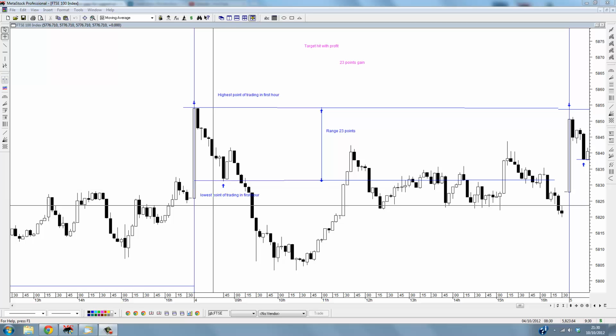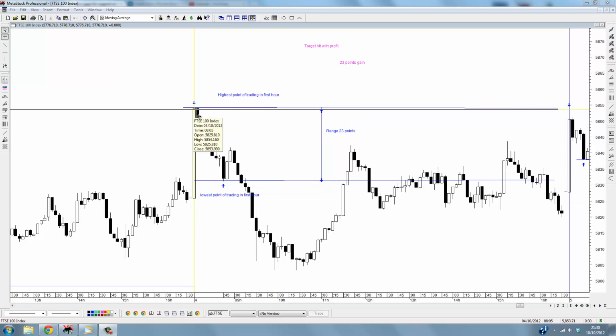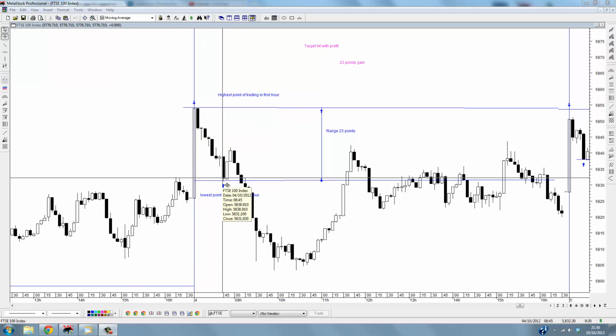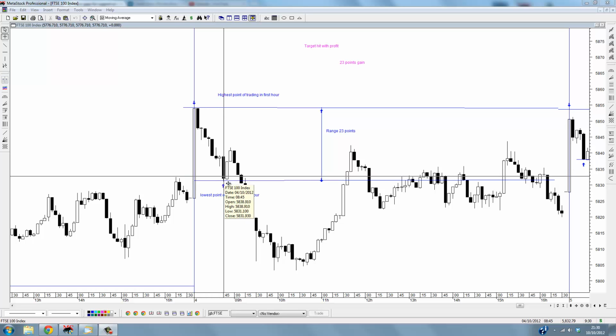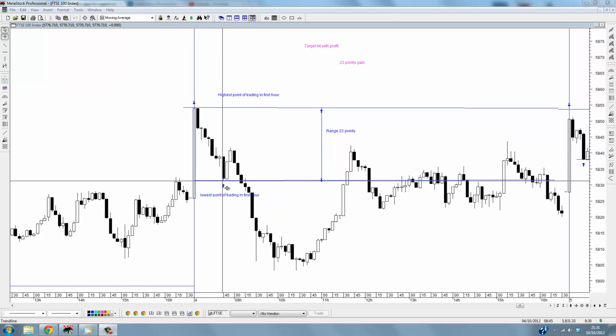So the way it works is in the first hour of trade, you look at the highest point in the first hour. In this case, it's 5854, which was at 5 past 8. Then you look for the lowest point in that hour as well. In this case, it was 5831. That's a dip from this point to this point. The difference is 23 points.